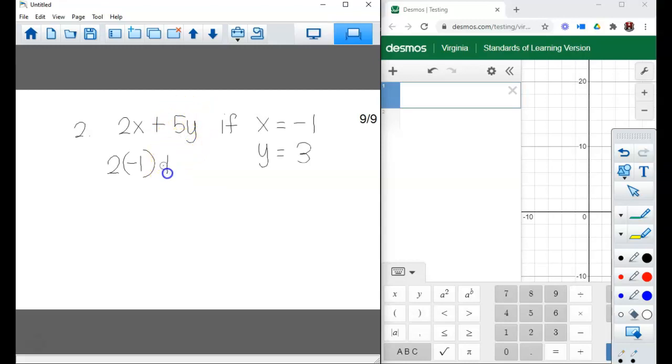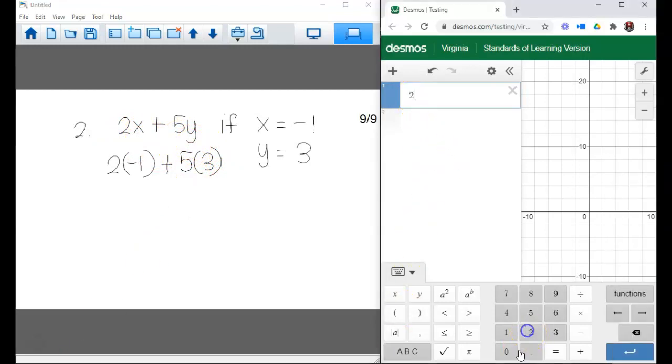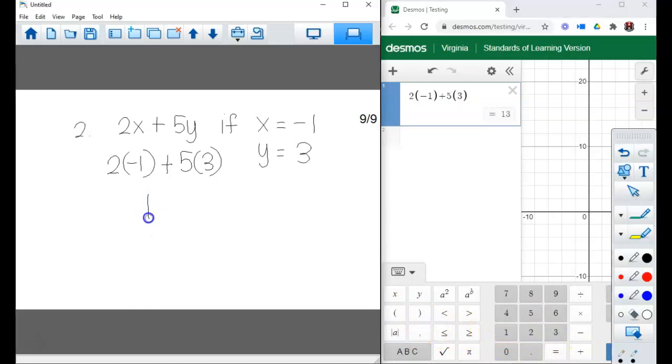So plus 5y. Again, that's 5 times y. So I'm going to need parentheses there as well. So the negative 1 for x gets wrapped in parentheses because this is multiplying. And the 3 for y gets wrapped in parentheses because that's multiplying. So now I can come over here to Desmos and type in exactly what I have. And I see that my final answer should be 13.